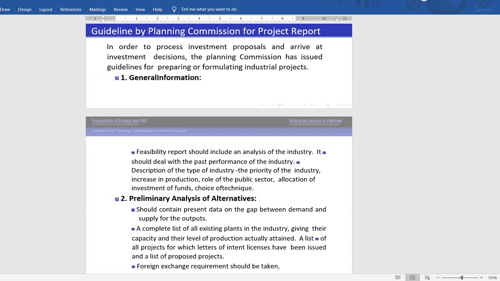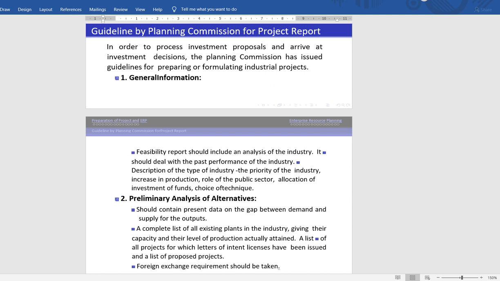Today we are going to discuss a small topic in Module 4, Preparation of Project Report and ERP. Under this module, we are going to take up the topic Guideline by Planning Commission for Project Report. So, what is this? Guideline by Planning Commission for Project Report mainly tells about how a project report should look after a product is developed, and what details it should include. These are the guidelines given by the Planning Commission.